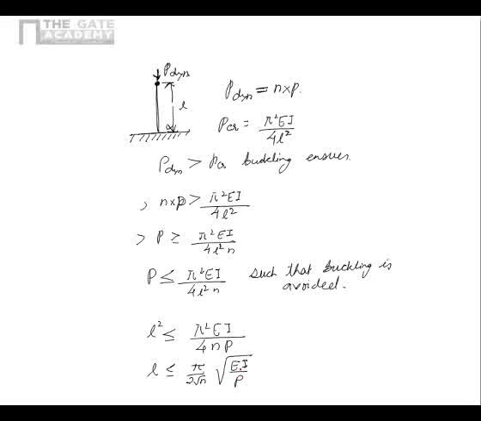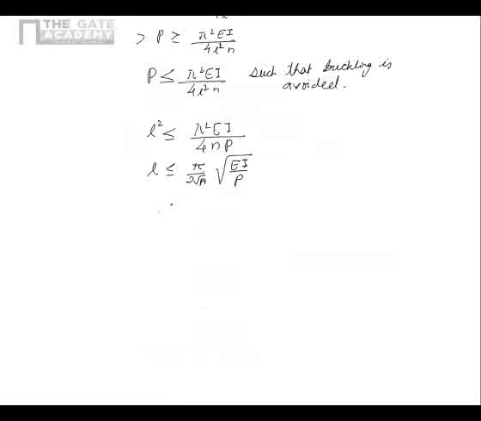Now you see, in this case only N is a variable quantity. Assuming everything else is constant, N can change because you can drop the load from a height, or you can apply it very fast. So L is proportional to 1 upon square root of N, which means that if you have a very large multiplication factor, the length has to decrease by the square root of that factor, such that buckling doesn't happen in the structure.